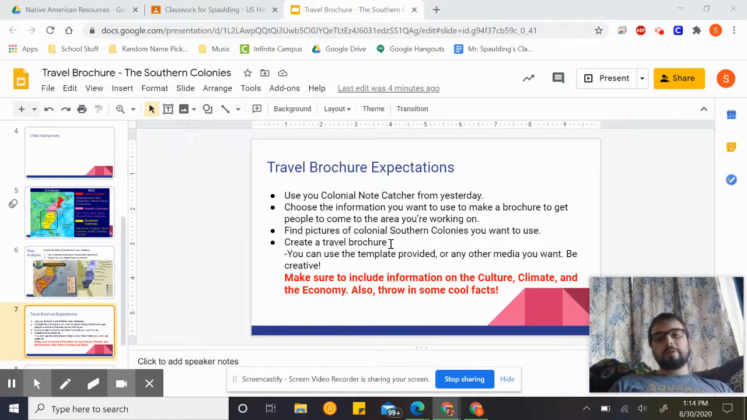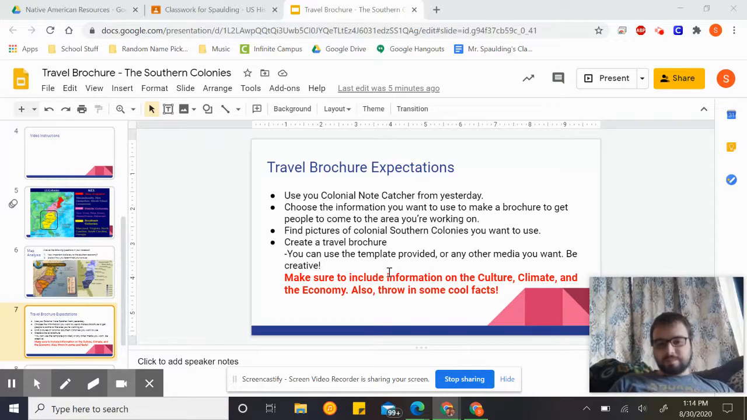Once again, when you're searching for pictures of the Southern Colonies, make sure you type in colonial Southern Colonies. Make sure you have colonies as a part of that. Don't just put the South, because you might get, I don't know, KFC or Popeyes or something. Make sure that you're just putting things from colonial America in. No Walmarts or Targets either.